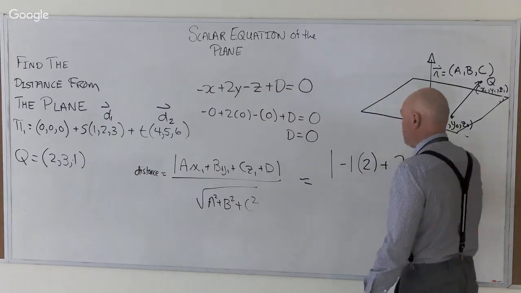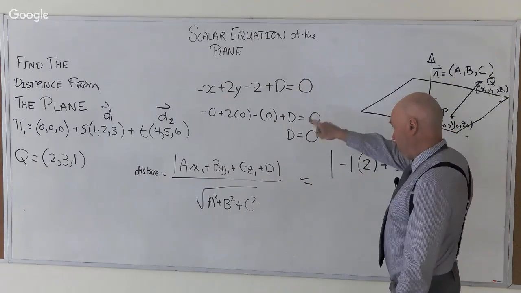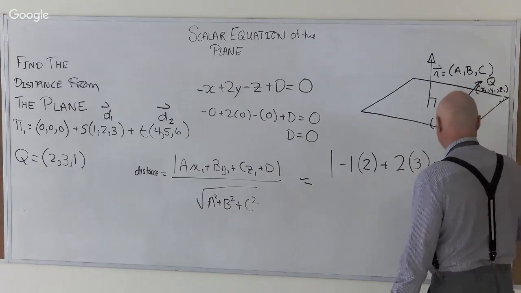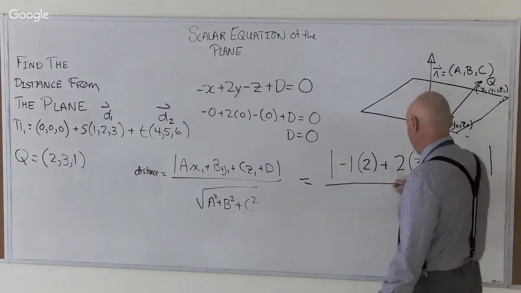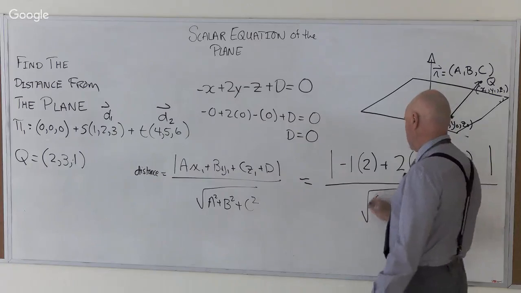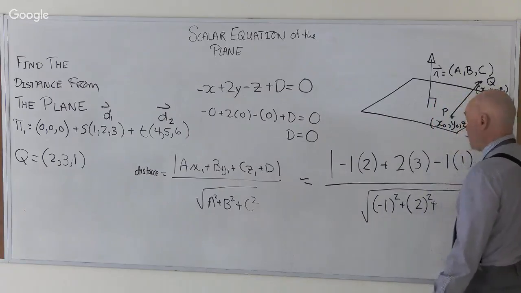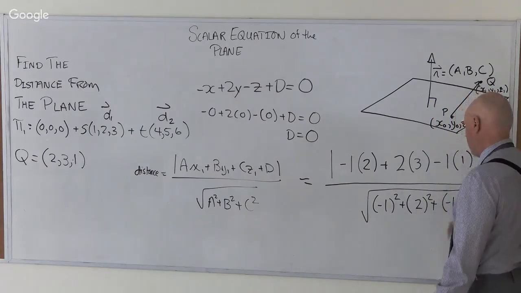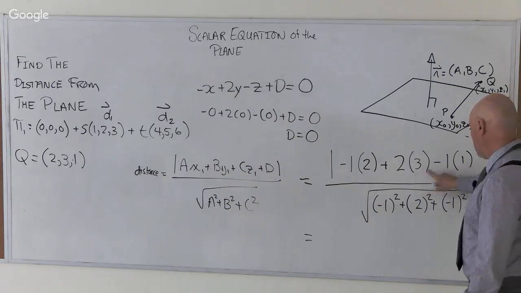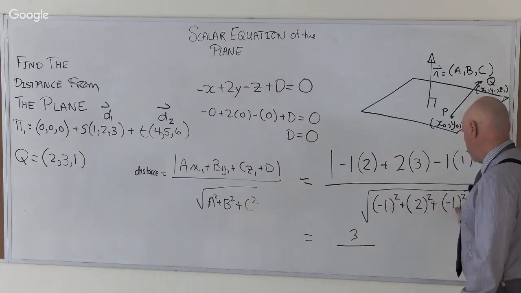Okay. So my x1 is 2. And, 2 times my y1, which is 3. And minus 1 times my z, which is 1. Oh, that is so easy. Plus 0, which I'm not going to write down. I'm not going to even dignify that. And this is over the square root of a squared, which is -1 squared, plus b squared, which is 2 squared, plus c squared, which is -1 squared. Okay. -2 plus 6 is 4, minus 1 is 3. 3 over the square root of 1 plus 4 plus 1, square root of 6.